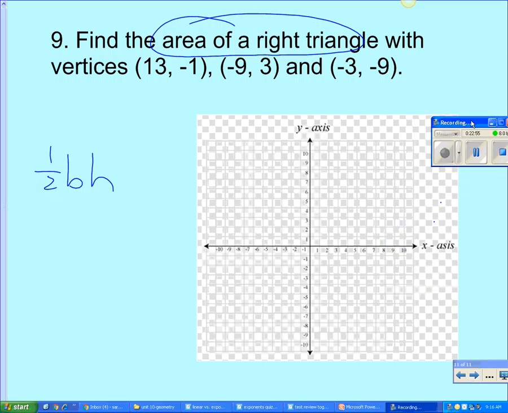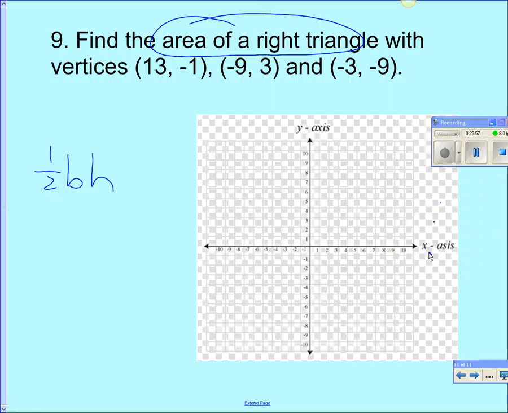So 13, -1, -9, 3, and -3, -9. All right, so Haley, what else do I want to know about this one? Guys, you don't have to graph this one. You can just look up here on the board. You don't have to graph it yourself.